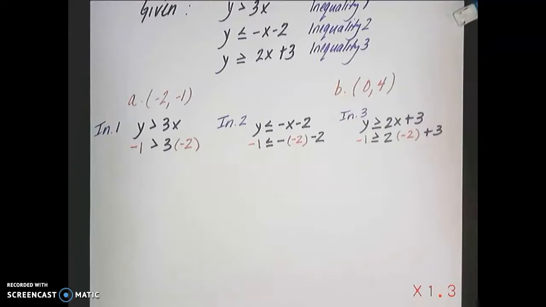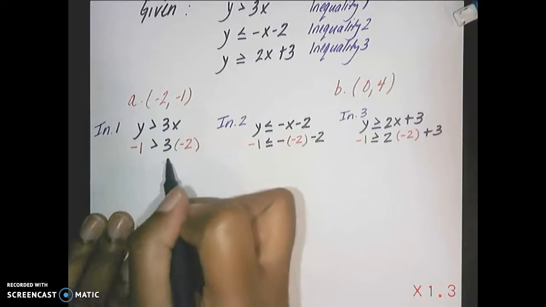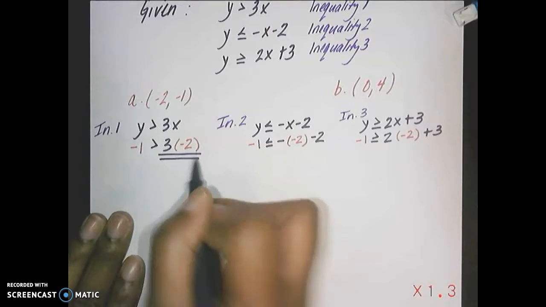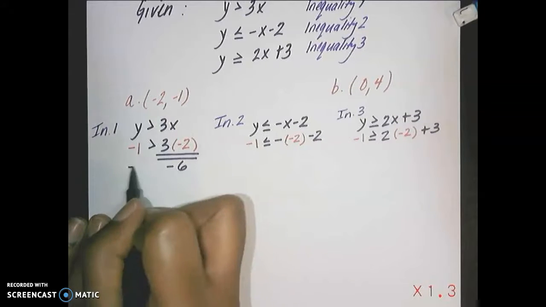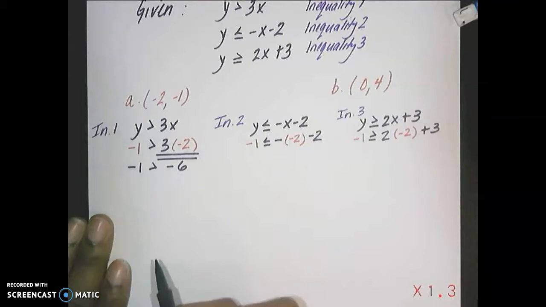So here's what I did. I substituted in my point, negative 2, negative 1, into all three inequalities, okay? So now I want to see which one of those will give me a true statement. So here we go. Over here, I know I need to multiply 3 times a negative 2. That's a negative 6. So is negative 1 greater than a negative 6?